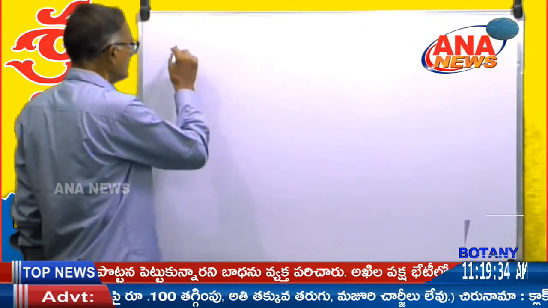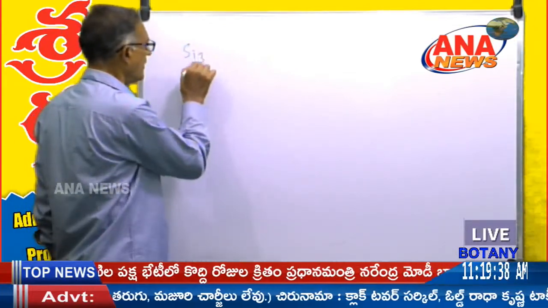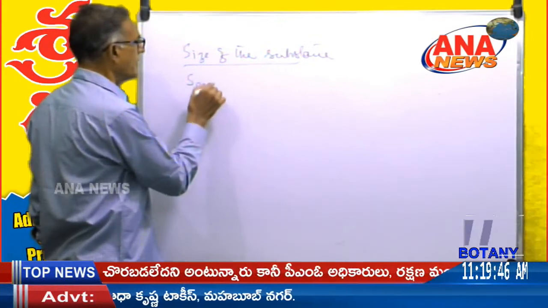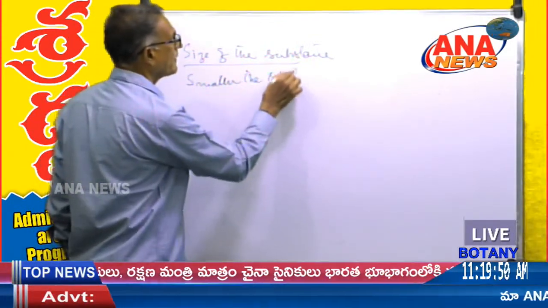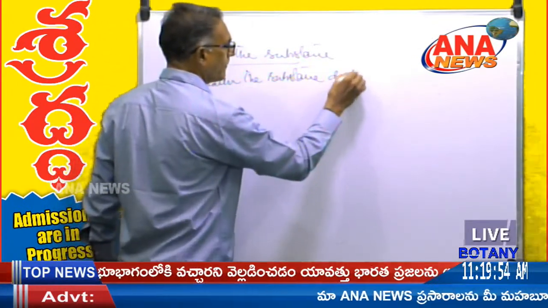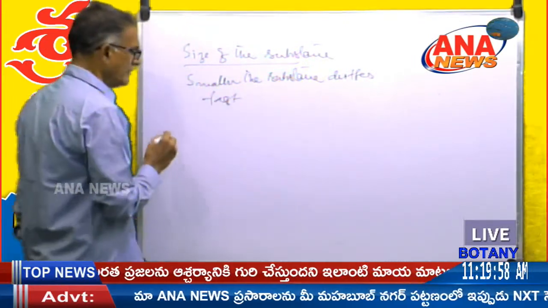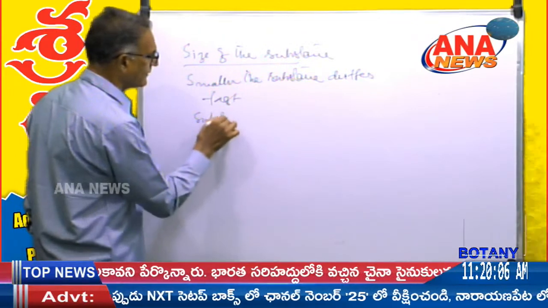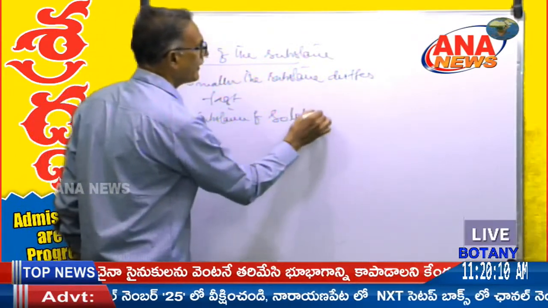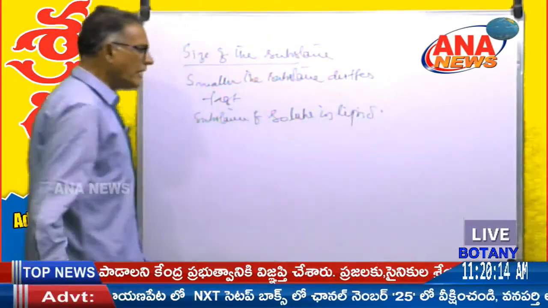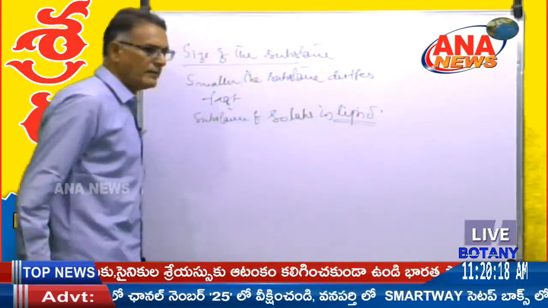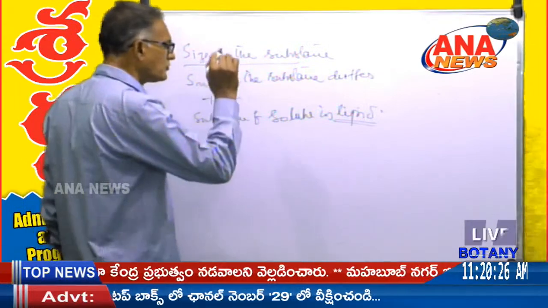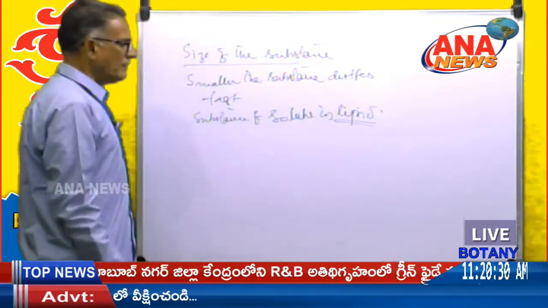So diffusion depends on the size of the substance. The smaller the substance, the faster it diffuses, and the solubility of the substance in lipid also fosters the diffusion. Why? The cell membrane is made up of lipids. The major constituent of the membrane is lipids. Hence, when substances are soluble in lipids, the diffusion takes place very fast.